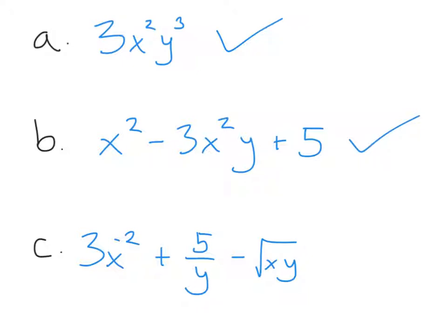This bottom one, though, has a couple problems. Actually, it has three of them. It has a negative exponent. Automatically, it's not a polynomial. It has a variable in the denominator. Automatically, not a polynomial. And it has weird things going on with the variables, like they're underneath the square root. Automatically, not a polynomial. So, three different reasons why it's not a polynomial.